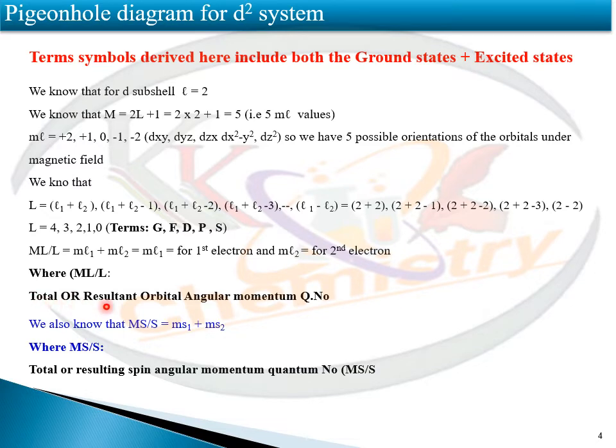You know that ML is equal to the resulting or total orbital angular momentum quantum number. We know about the spin of electrons. If the electrons are parallel, it will be plus half and plus half. If they are paired, one will be plus half and the other will be minus half. So the MS value, the total spin value, is called the total or resultant spin angular momentum quantum number.